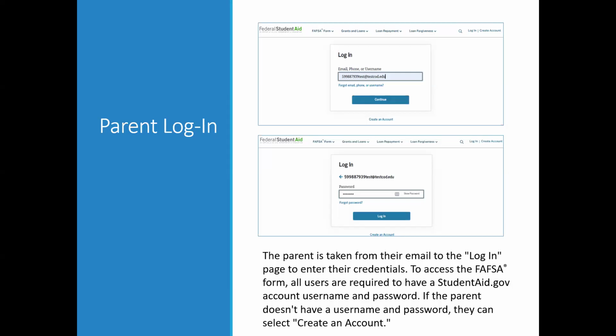And if they haven't set one up yet, they can go ahead and hit create an account and set it up then and go ahead and start the FAFSA. There's no waiting period for students and parents who have a social security number to use that FSA ID to go through the FAFSA. There used to be a 1 to 3 day waiting period for the studentaid.gov account, and there's no longer that. So you can go ahead and create that account and complete the FAFSA.